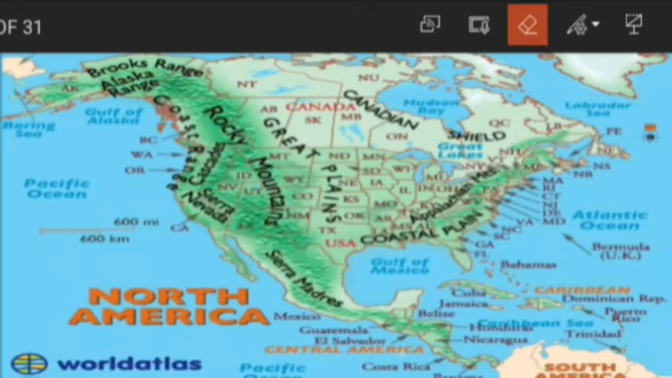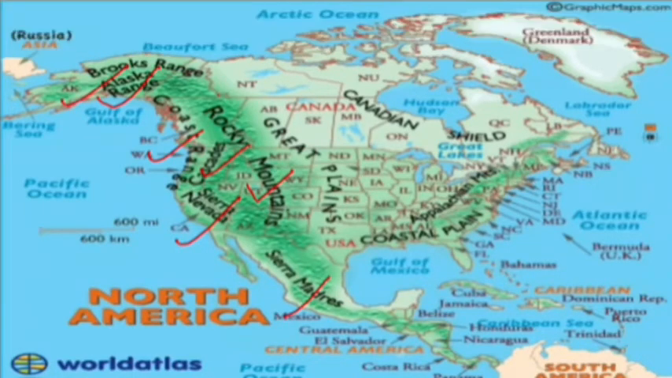Here, let us see all those mountain ranges on the map. First of all, Alaska Range is situated here. Then Rockies Mountain range is situated here, which is the most prominent one. Then Coastal Range, Cascade Range, Sierra Nevada, Sierra Madre. So these are the 6 major ranges, and there is a range named Brooks Range as well.